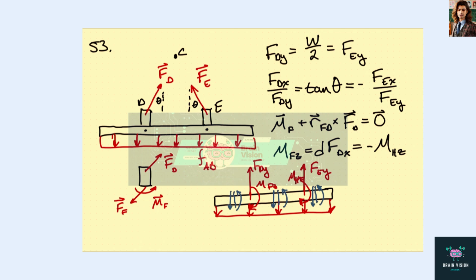So we can see that because of symmetry, these two things have to have their vertical components equal, which means that they both must be half the weight. And then because we know this angle, we can find the horizontal component, and that is just the tangent of that angle times the vertical component for this one, and then we need a minus sign over here for this one.